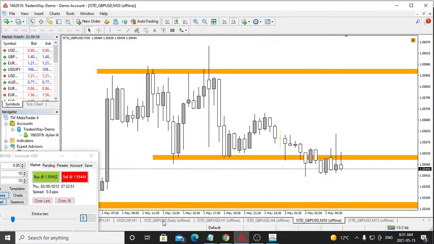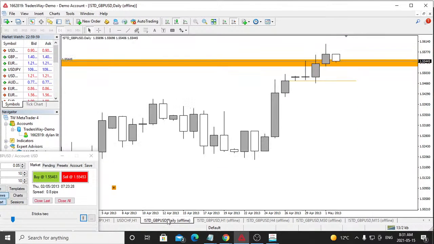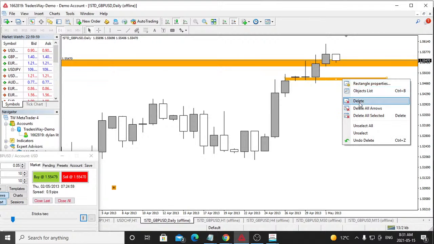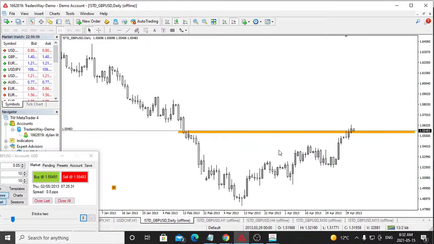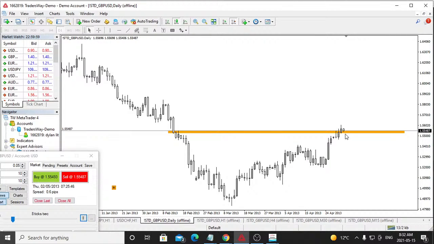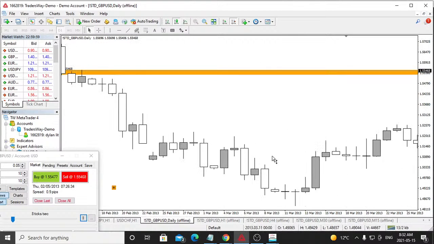Because as it stands right now, the daily is still in this level of consolidation. Let me delete this level because it's right here. It's just now breaking up, but now it came back in that zone, so you don't necessarily know what's going to go on. That's when it becomes a little bit more hard.